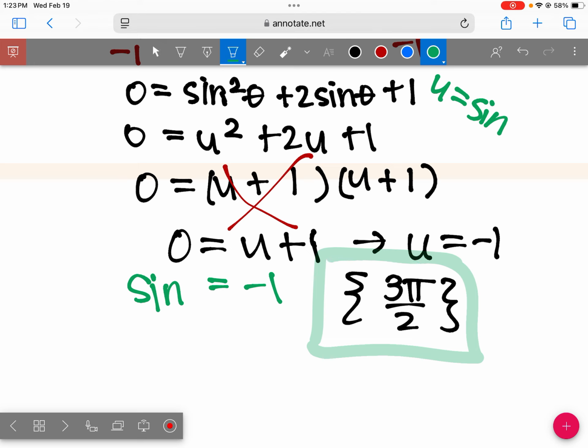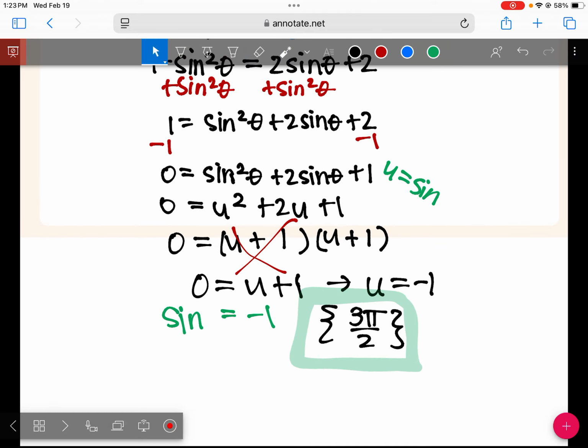Remember, we are not using our restricted domain because we never had an inverse.